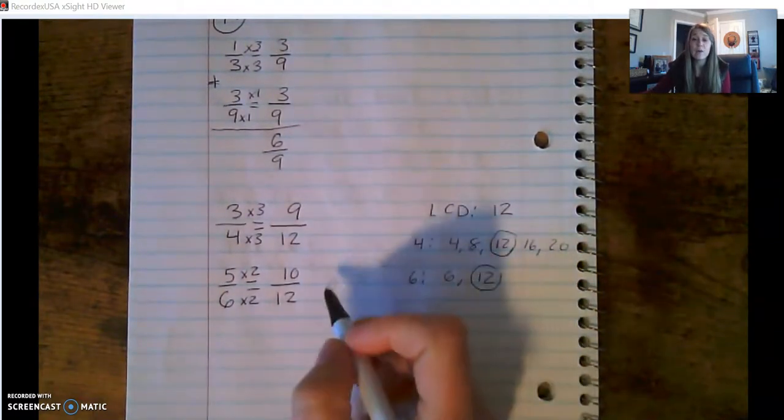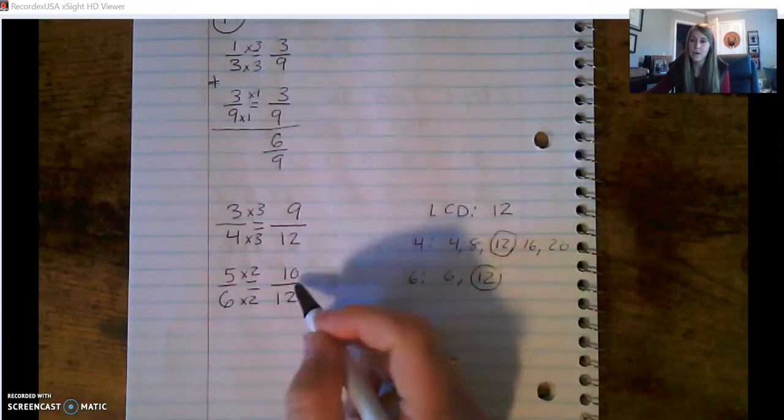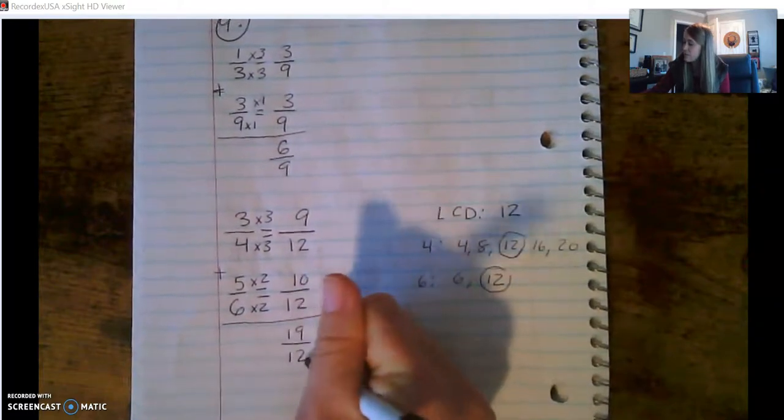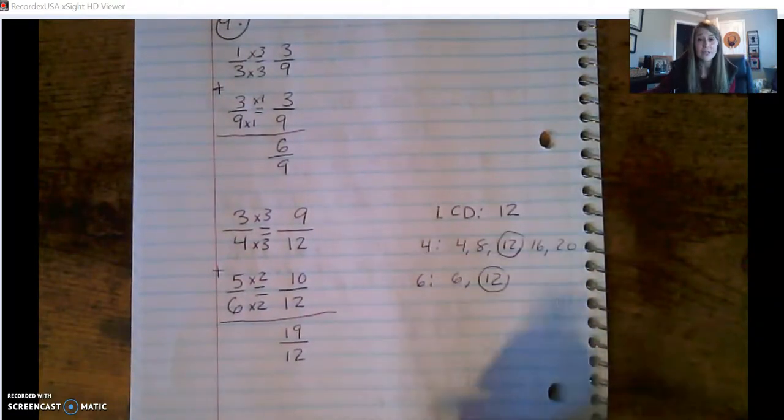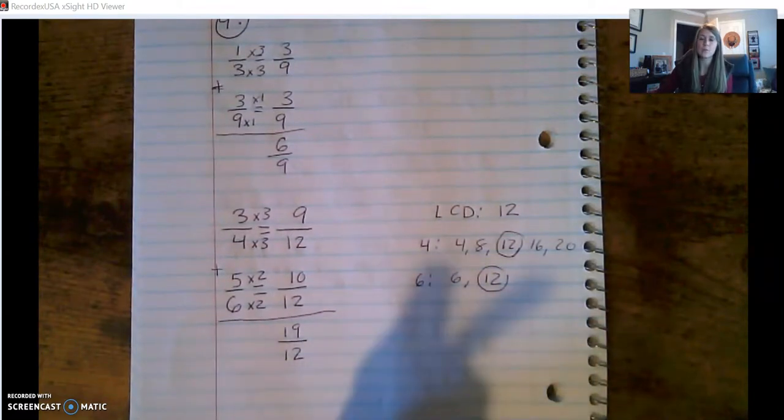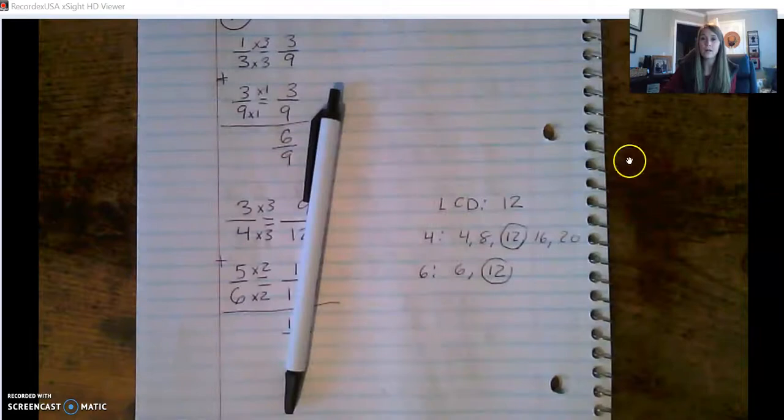And now, if we wanted to, we could add them together. 9 twelfths plus 10 twelfths equals 19 twelfths, which is an improper fraction, which means there's a whole number in there. We'll talk more about that later. All right, lovely friends. That was our quick lesson on finding the LCD, the least common denominator, and then using that least common denominator to create equivalent fractions. Thursday and Friday, we're going to be using this strategy to help us add and subtract fractions with unlike denominators.